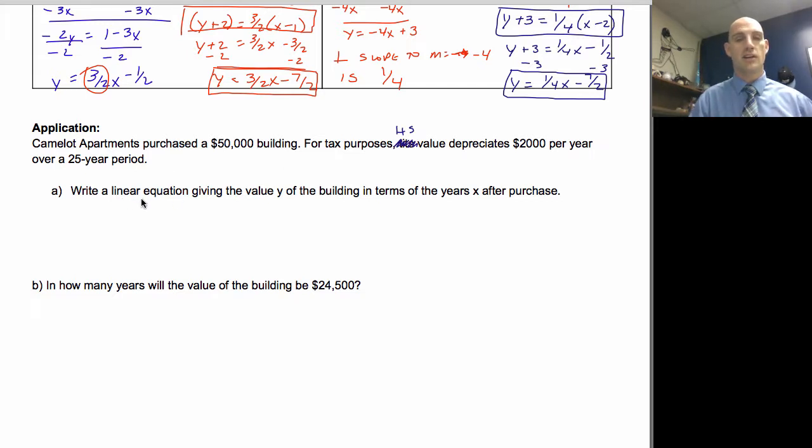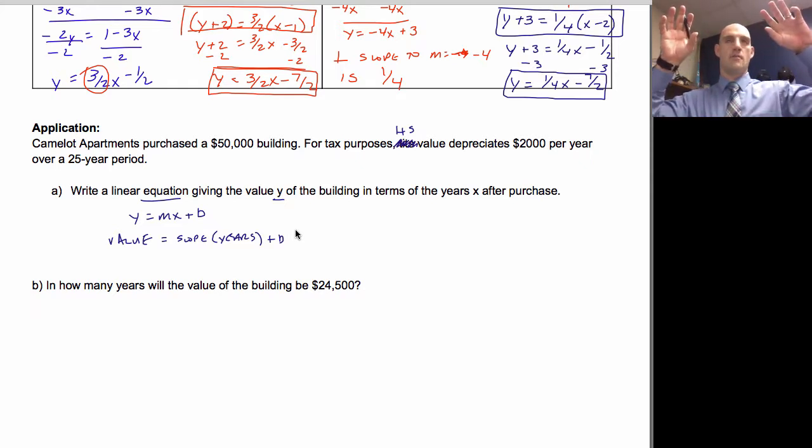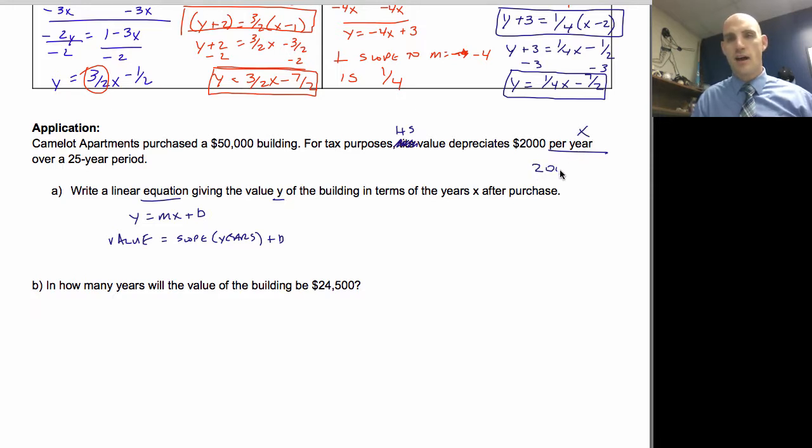So we want to write a linear equation. So I'm thinking y = mx + b, something like that. Giving the value y, so that's the y equals, this is the value. Value y of the building in terms of x years equals slope times years plus b. Okay, so let's think about this for a second. It starts out at $50,000. Depreciation means it's going down. So I'm taking away a certain amount of the value every year. So per year tells me per x, so that's 2,000x, but I'm taking that away.